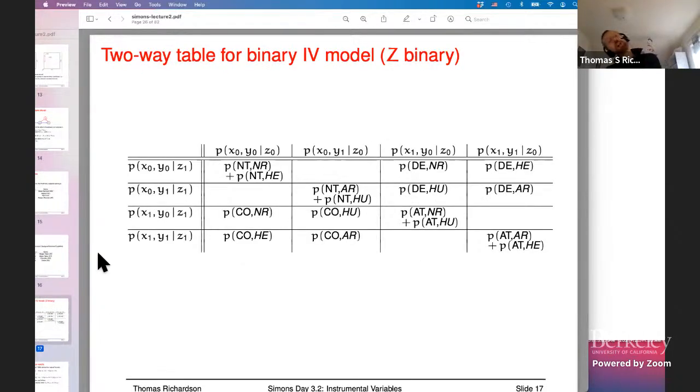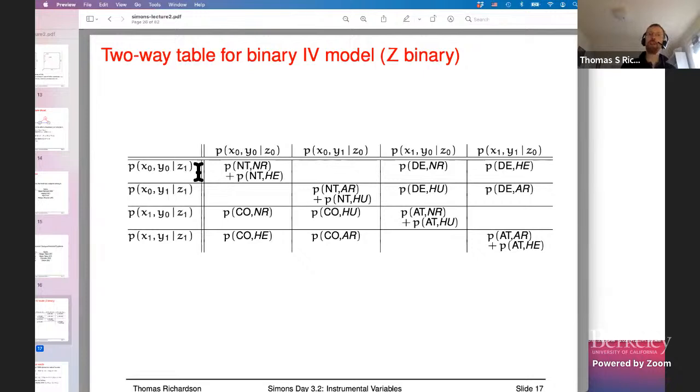Okay, so we can come up with a two-way table, similar to the ones that we looked at this morning. Just to talk our way through this, if we look at this entry here, this is the person assigned to control, sure enough, they got control and they had a bad outcome. So that person is either a never taker and never recover, or a never taker and helped, or a complier and never recover, or a complier and helped. The basic point is they had X equals zero and Y equals zero, so we know they're of type never recover or helped. And they had Z equals zero and X equals zero, so we know they're of type never taker or complier.